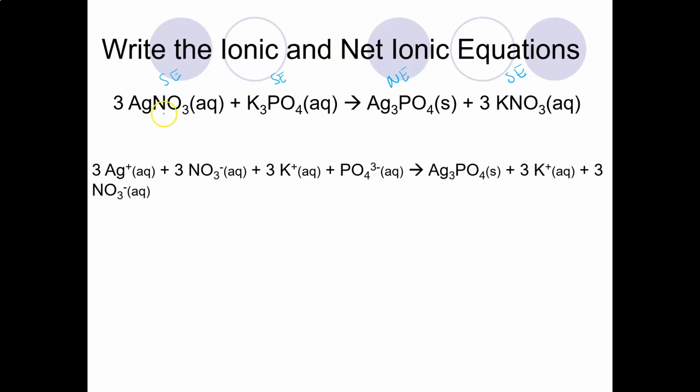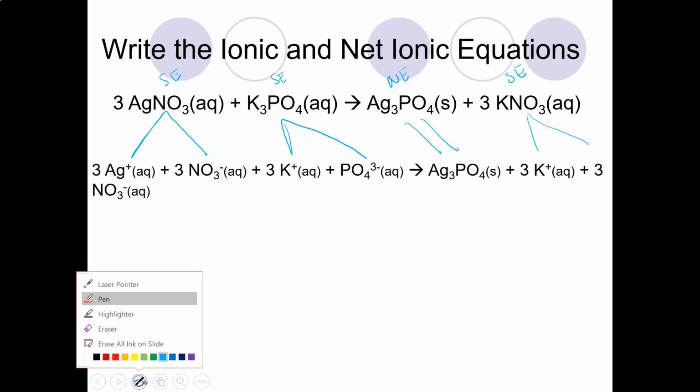So it looks like this. Silver nitrate, when I broke it into its ions, looks like this. Potassium phosphate, when I broke it into its ions, looks like that. This one didn't change at all. And then the potassium nitrate, well, it goes down to the other side, but that's what we have. That would be my ionic equation.